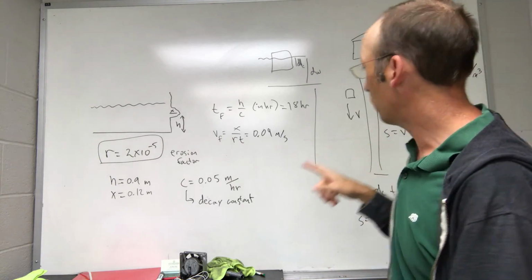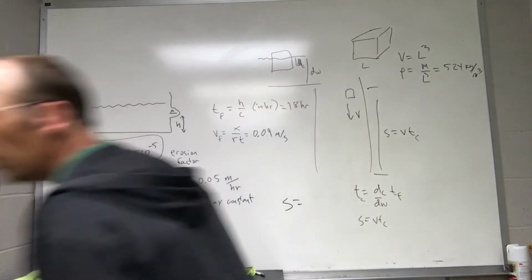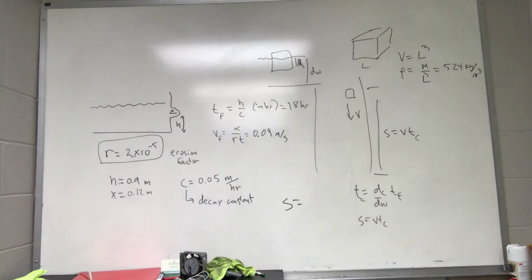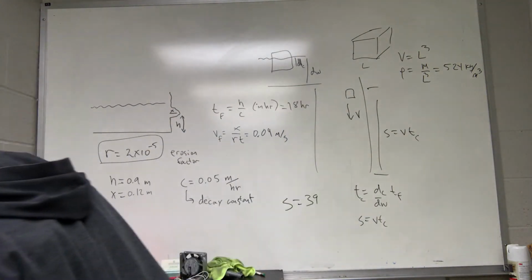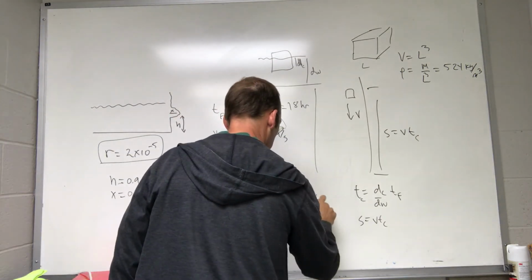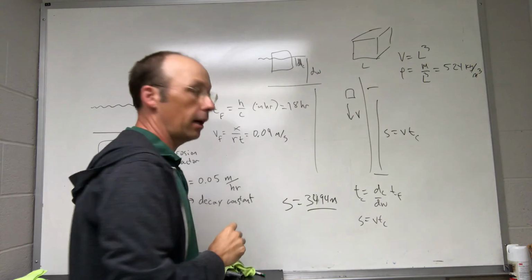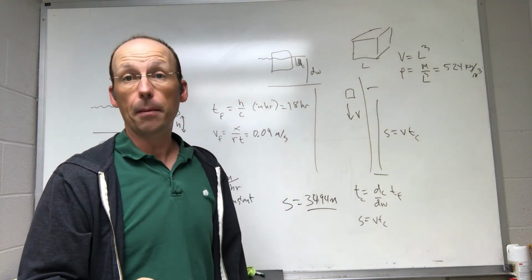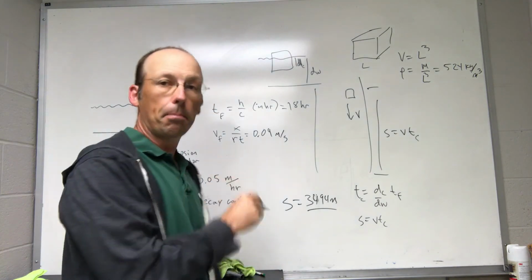When I put that in my calculation, I get S equals 3494 meters, or 3.49 kilometers, and we can convert that to miles if that makes you happy, because I know everyone likes miles. I hate miles. Okay, so that's the basic calculation.